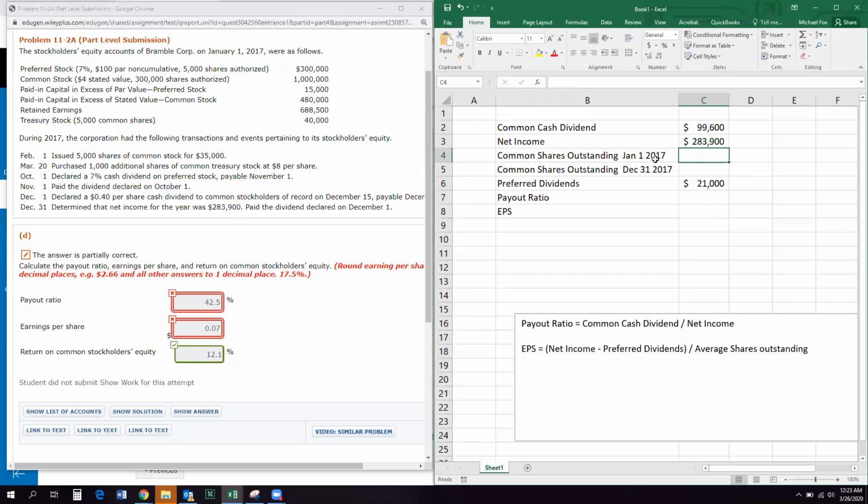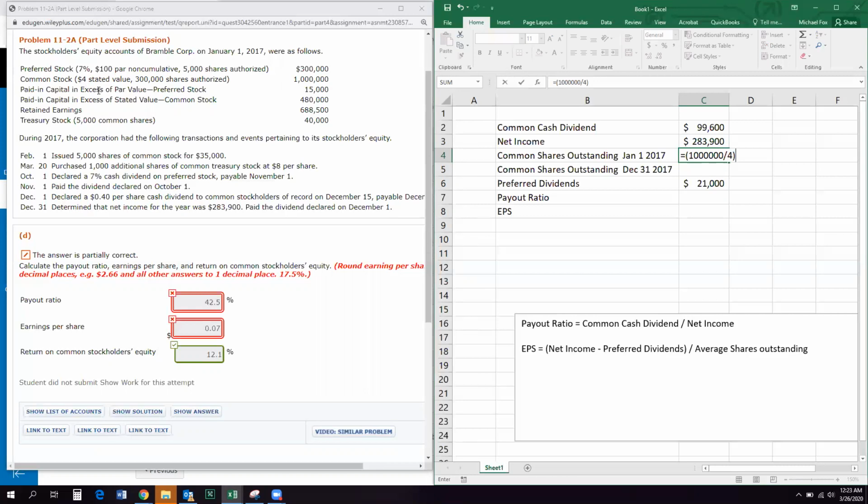And then we need our common shares outstanding at the beginning of the year and at the end of the year. We're going to use that when we do earnings per share because we need our average shares outstanding. So our common shares outstanding at the beginning of the year, the way I find those is I just take the dollar amount or the cash value of our common stock at par value, which is $1 million, and I divide that by the stated value of that common stock, which is $4. So 1 million divided by 4, that would be 250,000 shares outstanding.